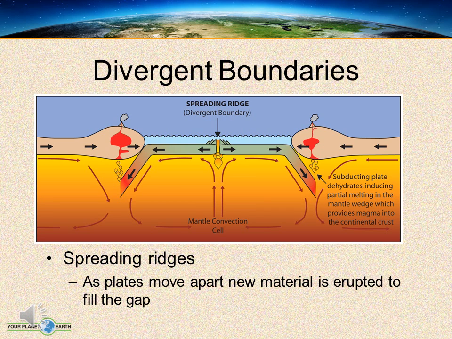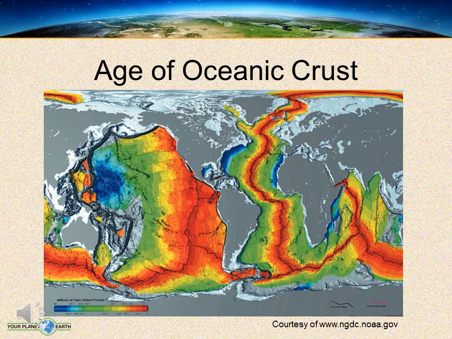Where a divergent boundary forms on a continent, it is called a rift, or a continental rift. An example would be the African Rift Valley. Where a divergent boundary forms under the ocean, it is called an ocean ridge. Ocean ridges. This map shows the age of the oceanic crust. The red coloring shows the youngest ages, while the dark blue shows the oldest ages, around 200 million years old.